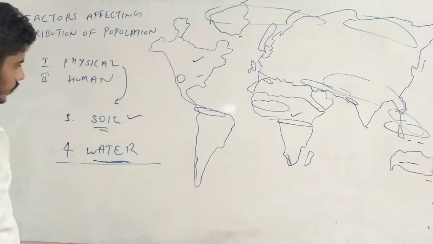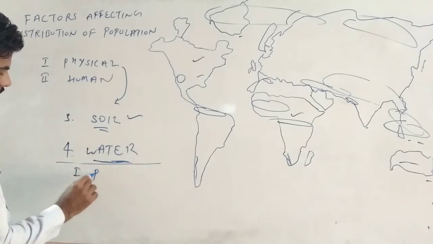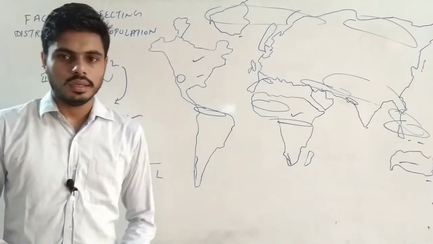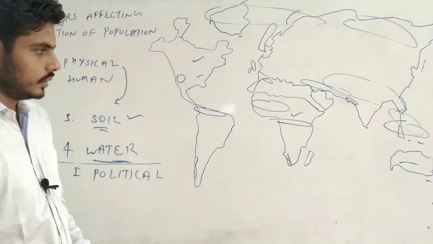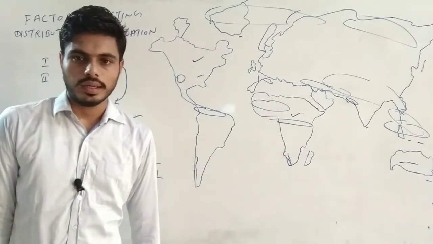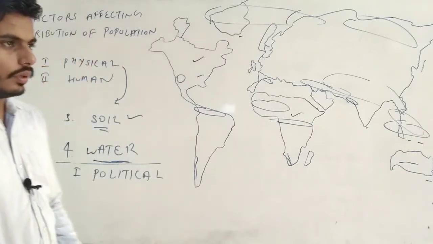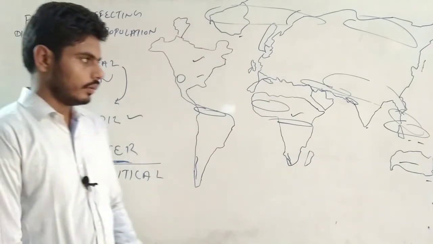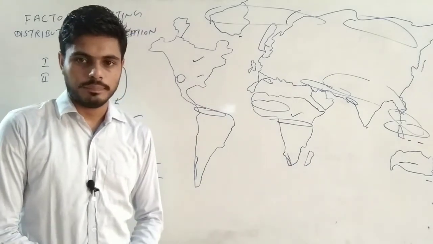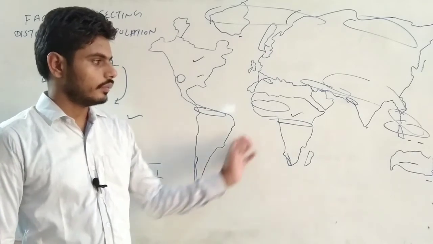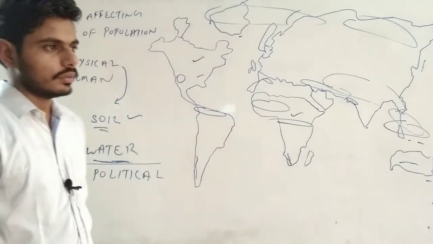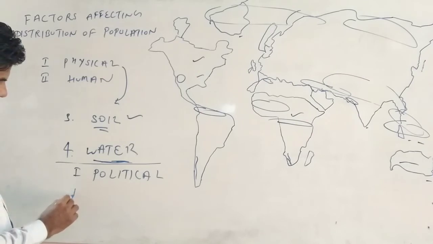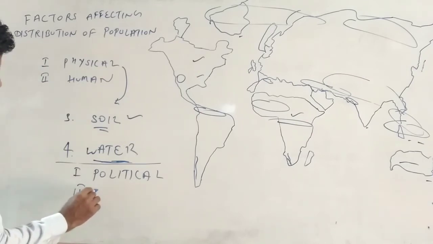And the human factors are, first, political factors. Political instability leads to people migrating more. You can see in Afghanistan, Syria, Iraq, these areas are not stable. A lot of fighting and wars have gone on in the recent past, so people tend to migrate more. Europe is a peaceful area, very good for living, so people tend to migrate across the globe to Europe. That's why Europe has a very high population.